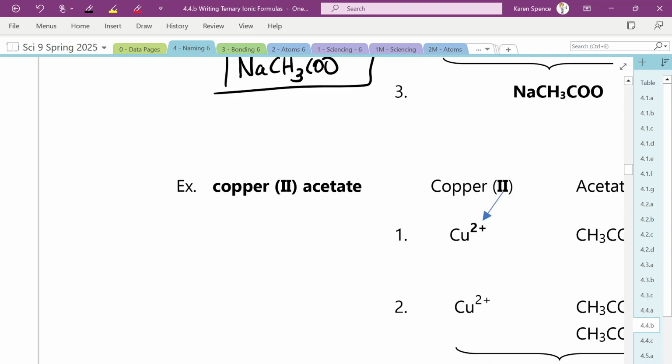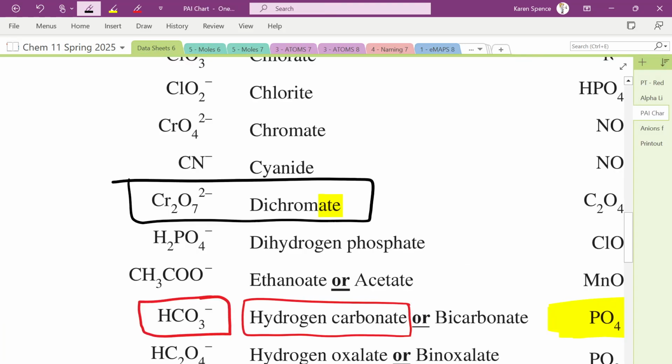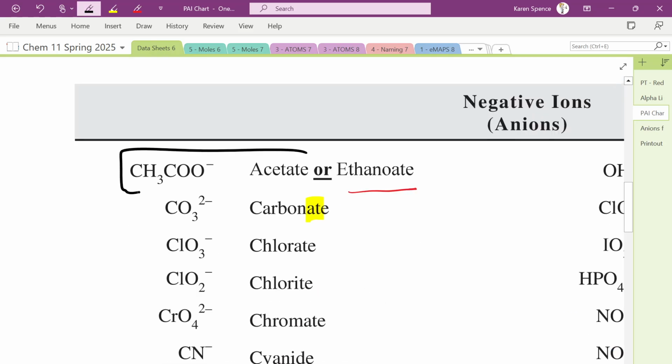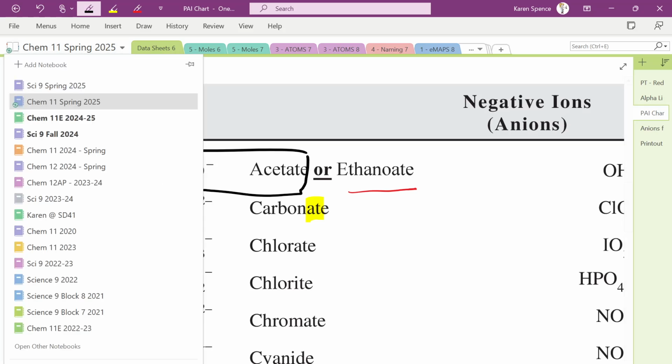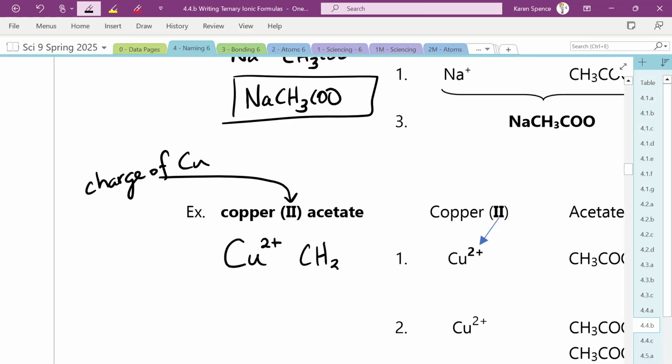Try the next one yourself. We have copper, which is Cu. How do we know the charge of copper? That little 2 right there tells you the charge of copper. So it's copper 2+, and we can look up acetate on our chart under A. Acetate is CH3COO-.